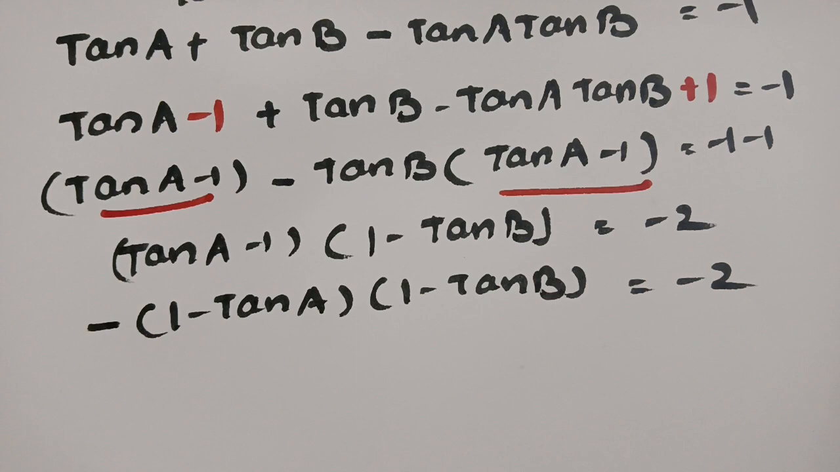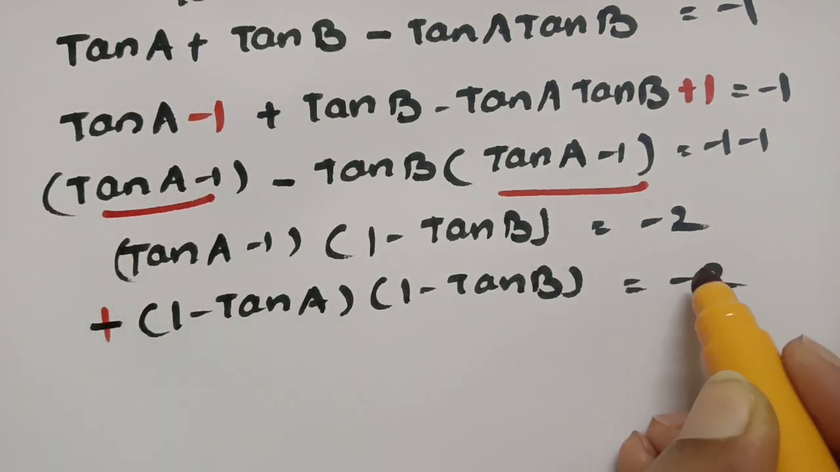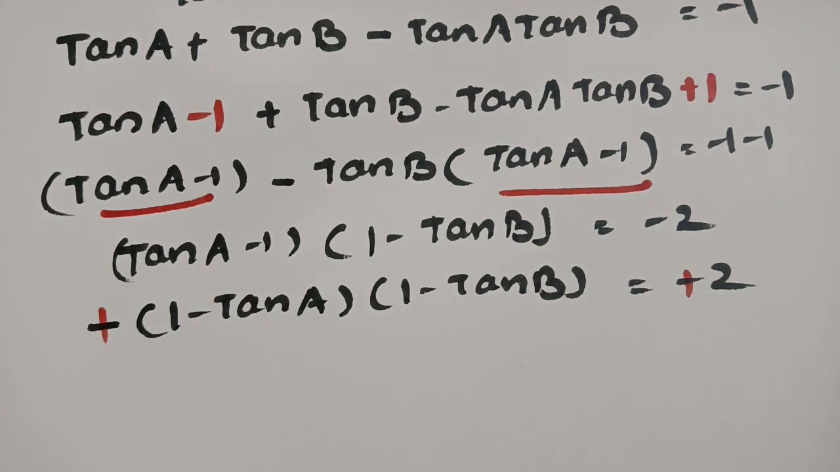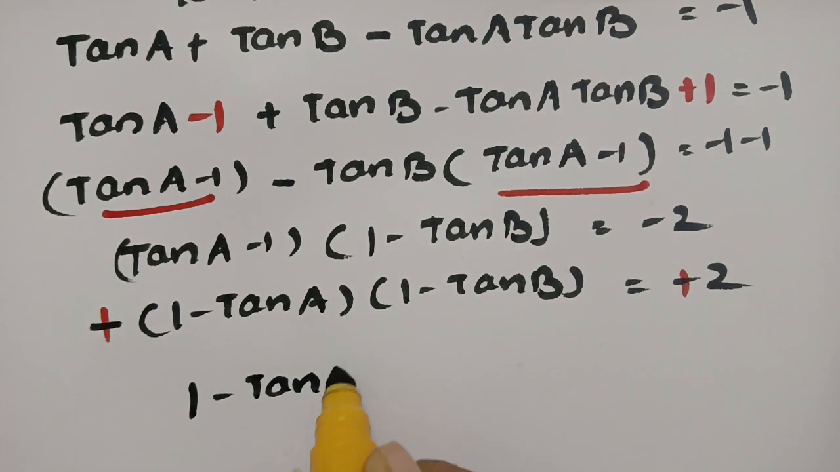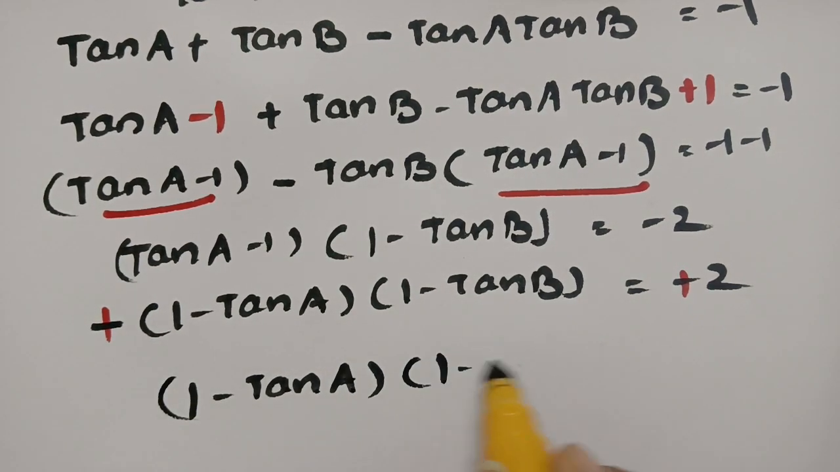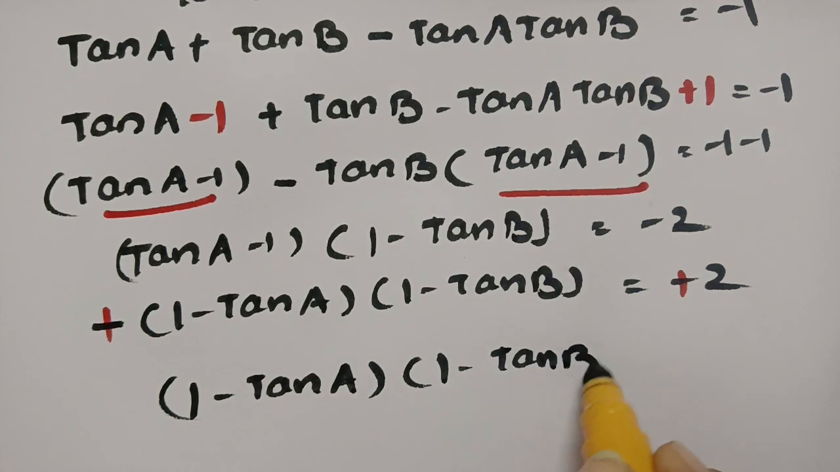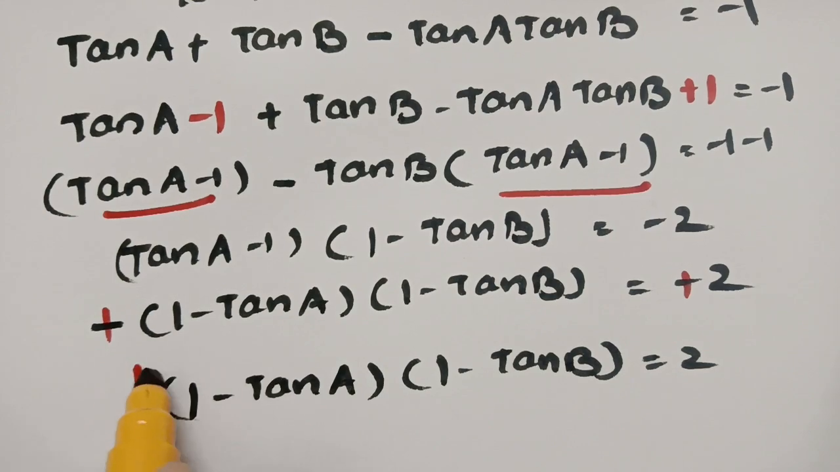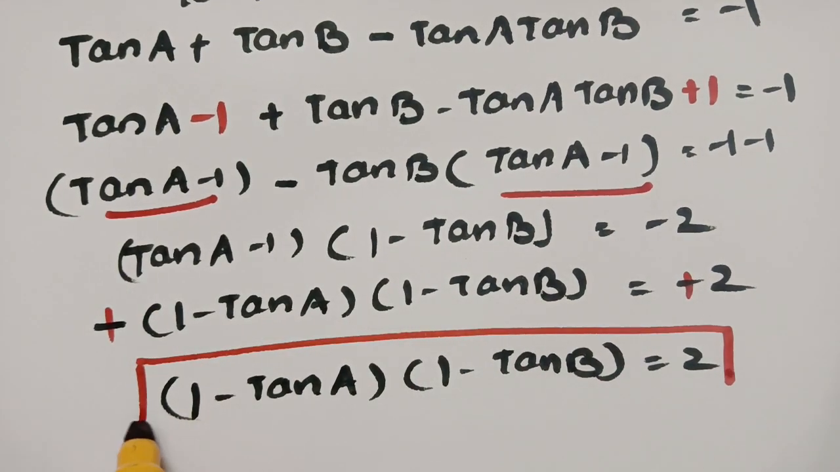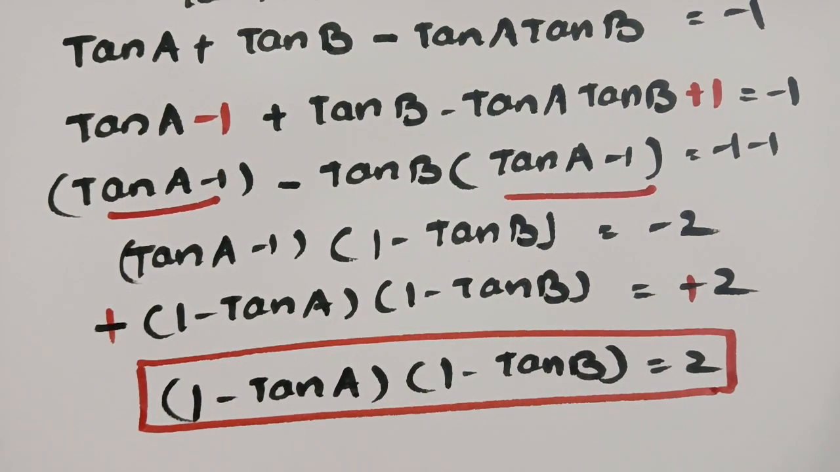So if I cancel this minus on both sides, then what happens here? Then this is 1 minus tan a into 1 minus tan b is equal to 2. So this is what is asked. So we have to prove that 1 minus tan a into 1 minus tan b is equal to 2.